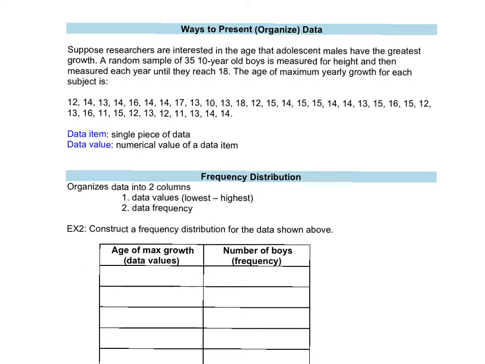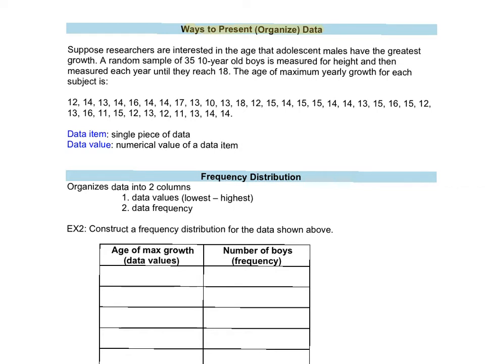Let's say that we did collect some data and we have a good random sample, like the one we're going to look at in just a second. Well, oftentimes when you collect a bunch of data, it's just a string of numbers. It has no meaning. So to see if there's any meaning or correlation with the data, we like to organize it. So we're going to look at ways to present or organize data.